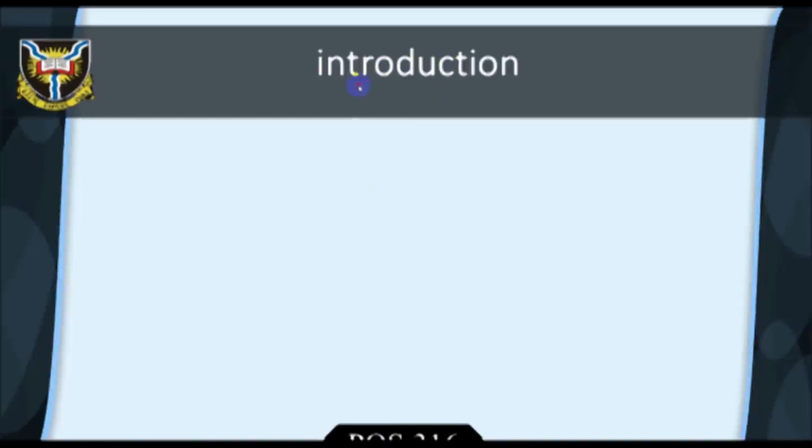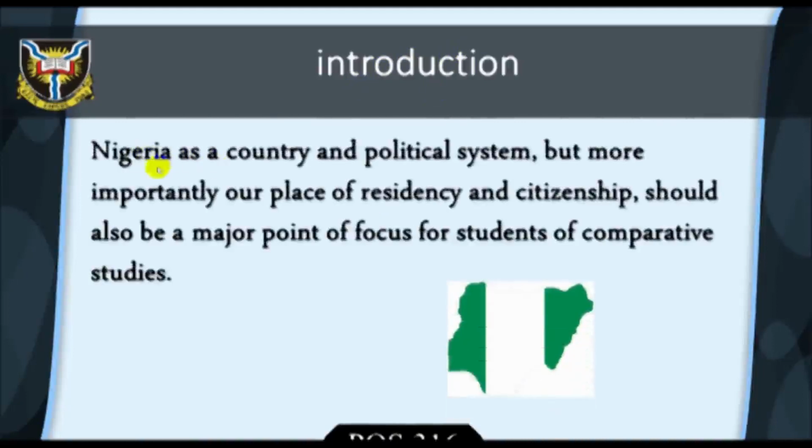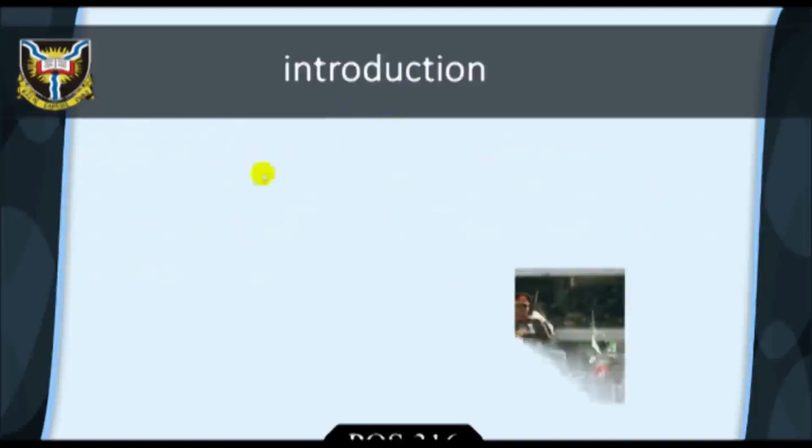Introduction. One of the most important objectives of comparative methodologies as a course of study is to be able to adopt the knowledge acquired for comparative analysis of different countries and the numerous political and governmental systems that are operated there. Therefore, Nigeria as a country and political system, but more importantly, our place of residency and citizenship, should also be a major point of focus for students of comparative studies. Thus, this lecture is devoted to Nigeria.